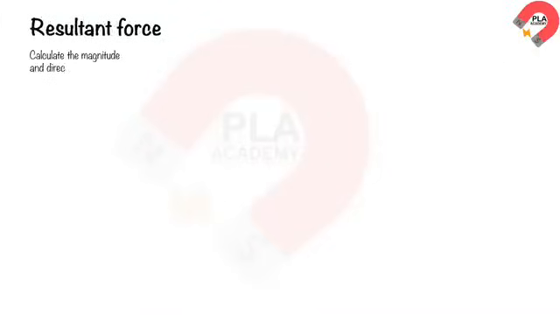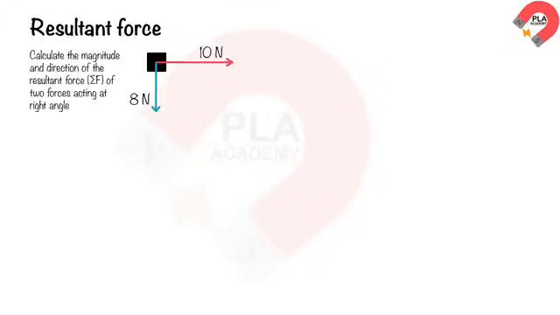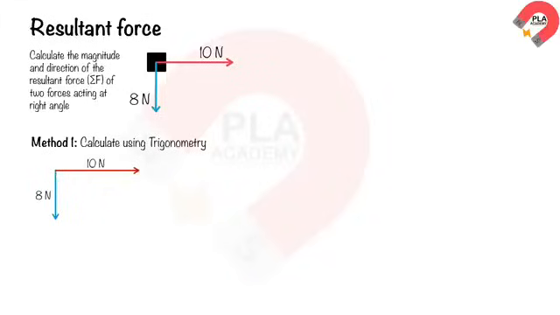Calculate the magnitude and direction of the resultant force of two forces acting at right angle as shown. First method: calculate using trigonometry. Join the tails of the 10 newton and 8 newton forces at right angle. Draw a parallelogram with 10 newtons and 8 newtons as sides, which forms a rectangle. The resultant force is the diagonal of the parallelogram.